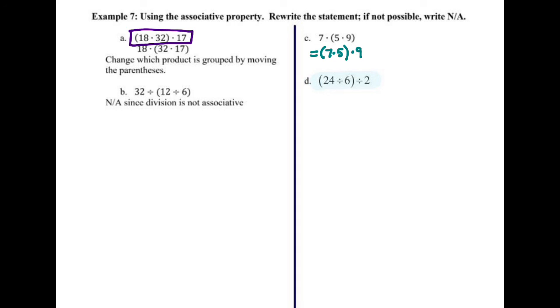Now in your paper, in your packet, these two symbols are subtract. So they should be divide, because that's what we're talking about in this section. And it's going to be not applicable because division is not associative, right? Okay.